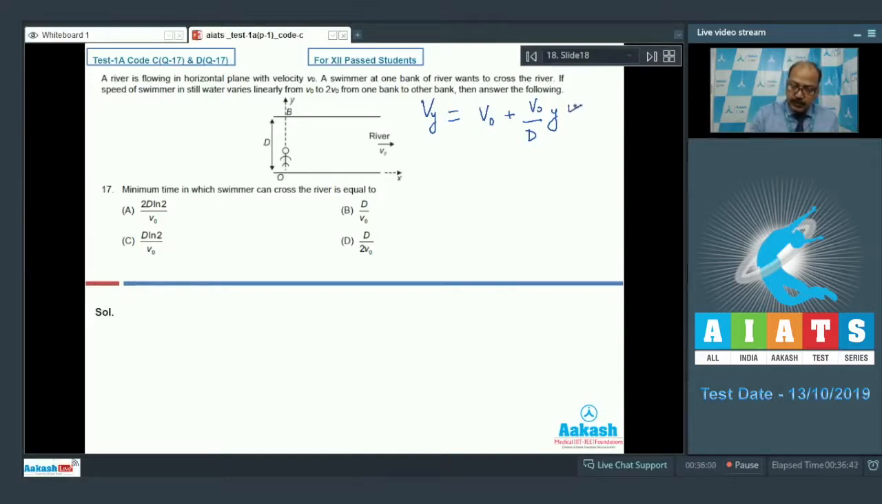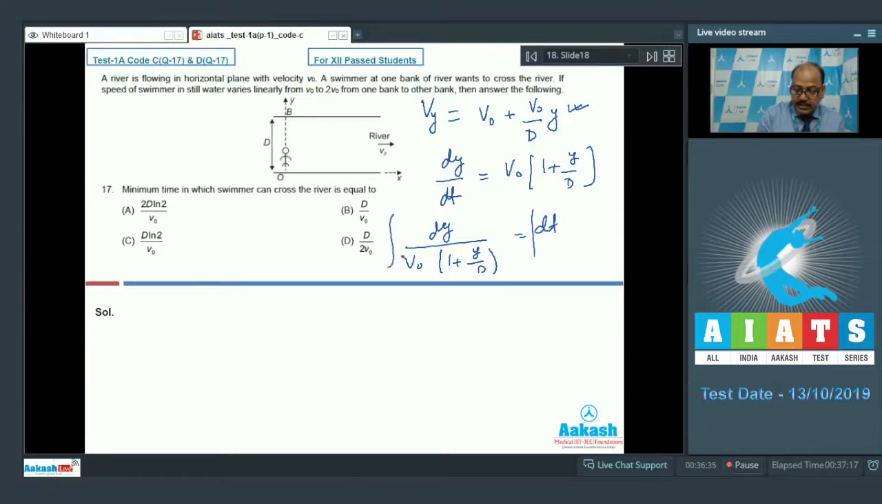So this is the expression for the y component of the velocity of swimmer if he is crossing the river in the shortest time. So that means we can say dy by dt equals v0 into 1 plus y by d. By cross multiplying, we can write dy by v0 into 1 plus y by d equals dt. Let's integrate. T goes from 0 to t and y goes from 0 to d.